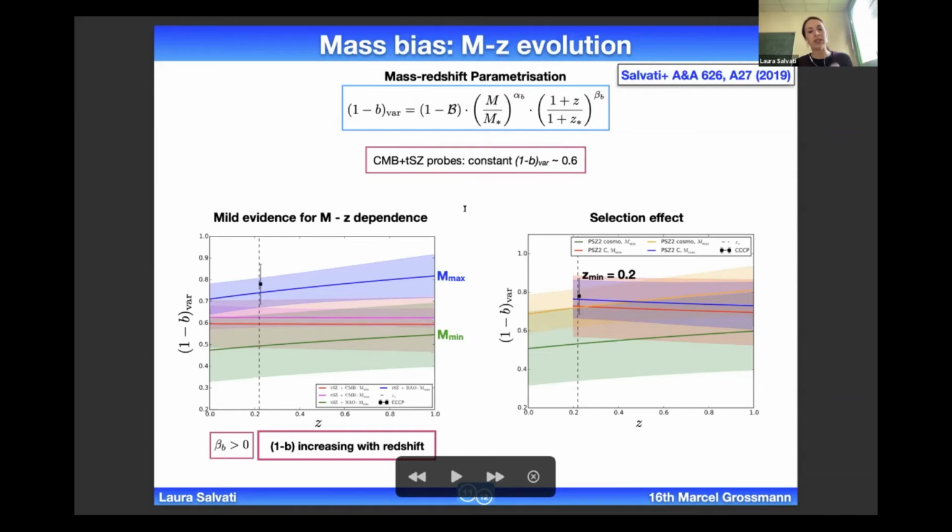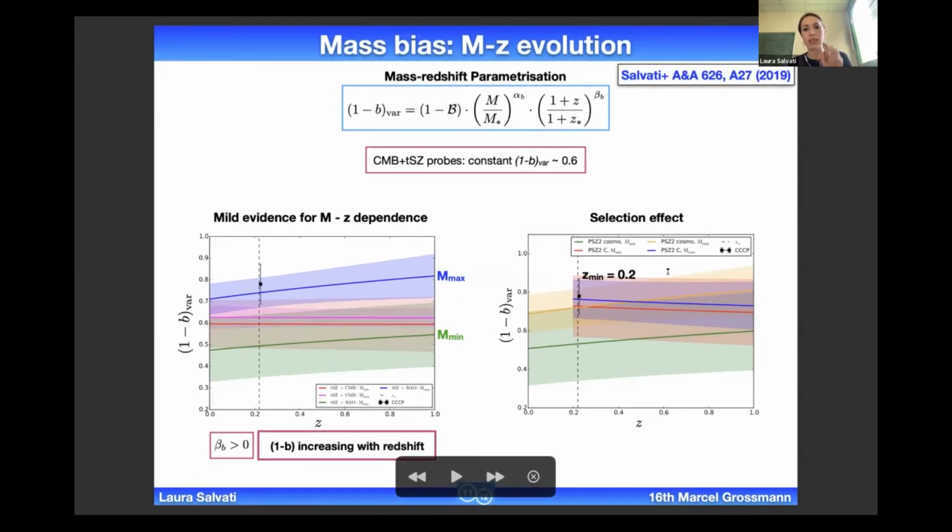But if we focus on the TSZ probes, we find a hint of a redshift evolution for the mass bias. If you see the green and blue lines here for the total mass bias with respect to redshift, this is increasing towards high redshift, but this is counterintuitive. We would expect 1 minus b to be closer to 1 at redshift 0, because it would mean that the clusters are more relaxed. So we would expect an opposite trend. And we performed different checks in order to understand these results.